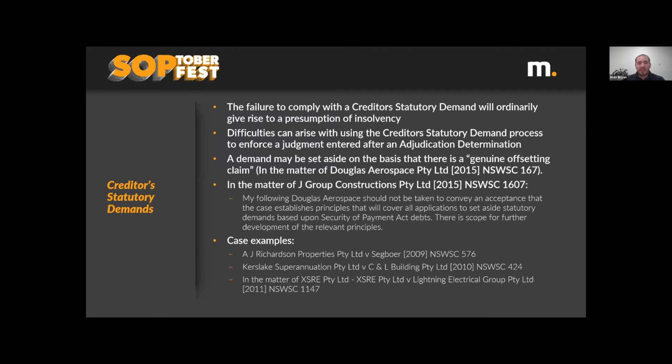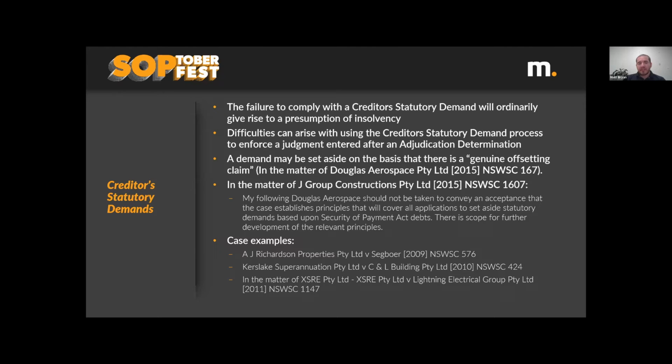So, as I said, if the other side wants to avoid that happening, it needs to come up with a solution. It's obviously a good way of applying pressure, but there can be difficulties in enforcing by way of a creditor statutory demand under the Security of Payments Act, and primarily that's because the Act is set up to deal with rights on an interim basis, not necessarily a final basis, and we'll talk about that in a little bit more detail in a second.